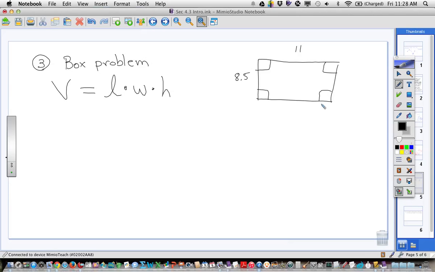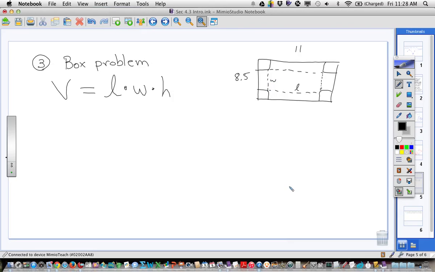Matter of fact, hint, hint, if I was going to put in my notes draw a picture, I would probably say draw and label a picture, right? So what other labeling do I need in this picture? Length, what's my length going to be? That's going to be this right here, isn't it? And width is going to be that right here, right? Isn't that going to be the length and width of my box?